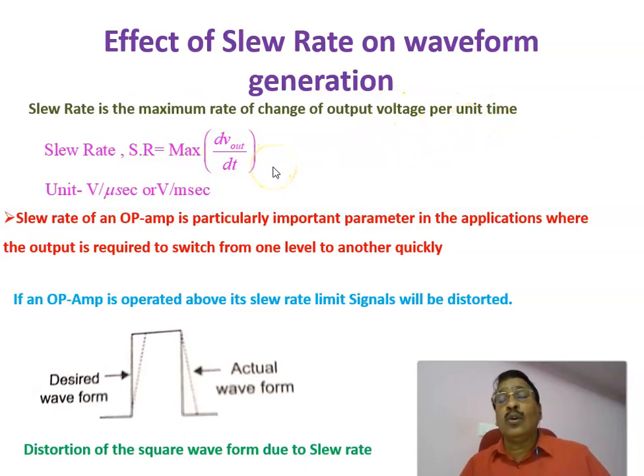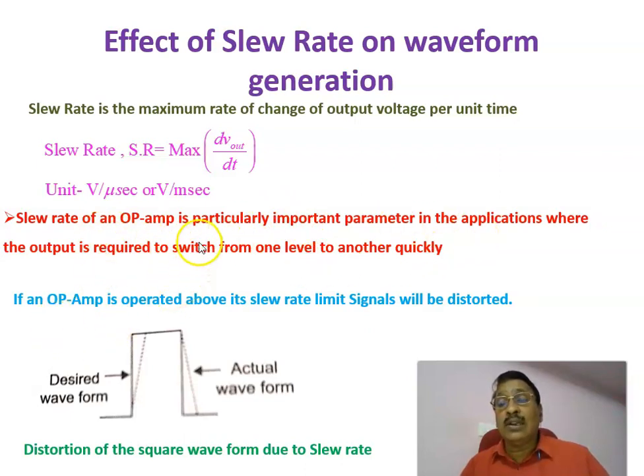For a particular op-amp, it has a certain value of slew rate, and the unit is volts per microsecond, or sometimes volts per millisecond. Anyway, the numerator will be voltage and the denominator will be time. The slew rate of an op-amp is a particularly important parameter in applications where the output is required to switch from one level to another quickly. If you want to change the output from plus VSAT to minus VSAT or minus VSAT to plus VSAT suddenly, then the slew rate of the op-amp is very important.